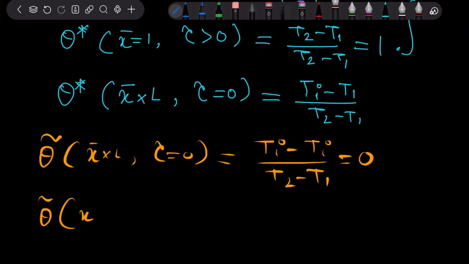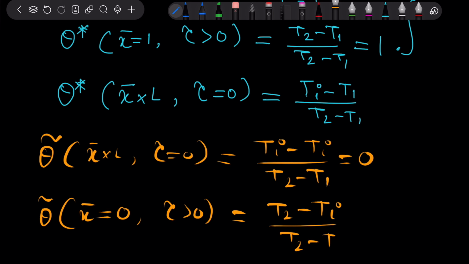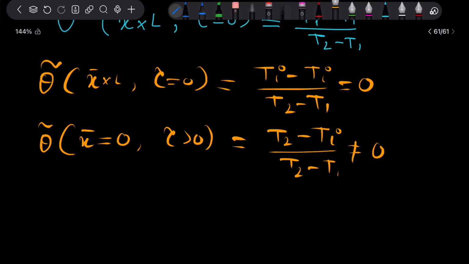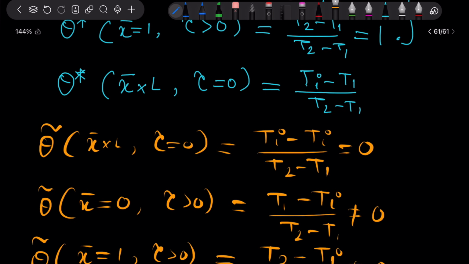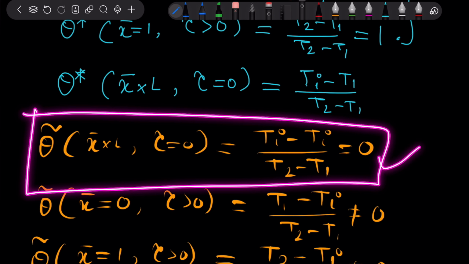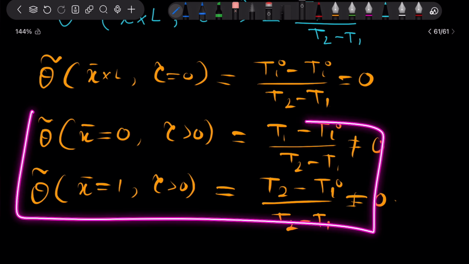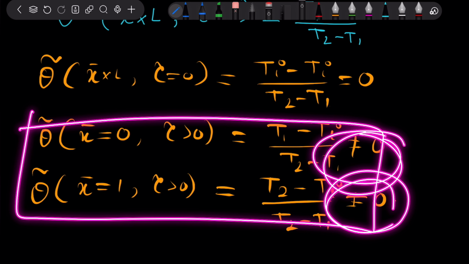But now for my boundary condition, this is 0 and this is greater than 0, this will be equal to t2 minus ti by t2 minus t1. This is not equal to 0, any other number. Also for my other boundary condition, again, this is t1 for the x bar equal to 0 case, and for x bar equal to 1 case it is t2. Again, this is not equal to 0 but some other number. So if I choose theta tilde as my non-dimensionalized temperature, then you see only my initial condition is becoming simple, but these are having some arbitrary constants. Those we don't know. Okay.